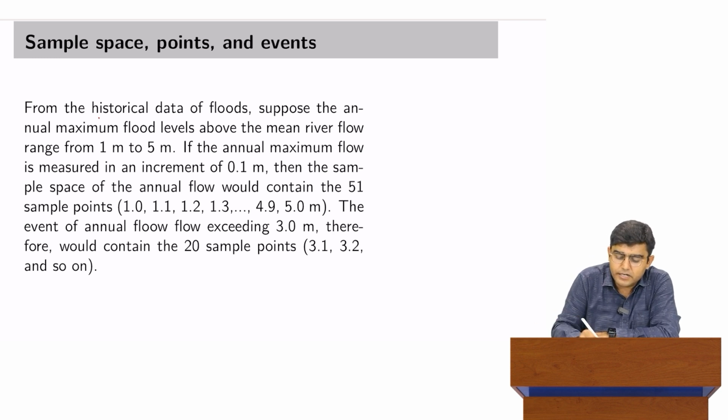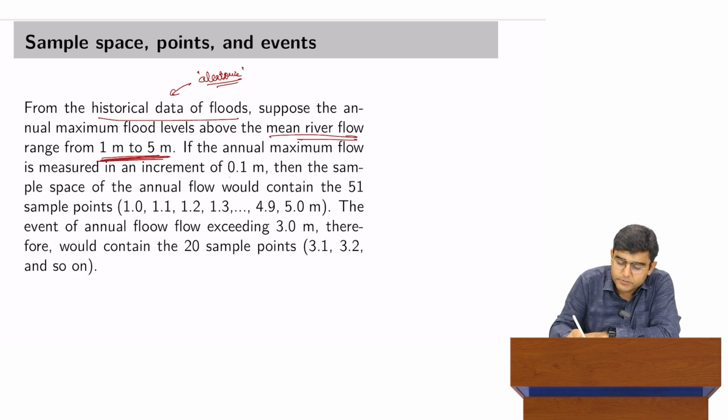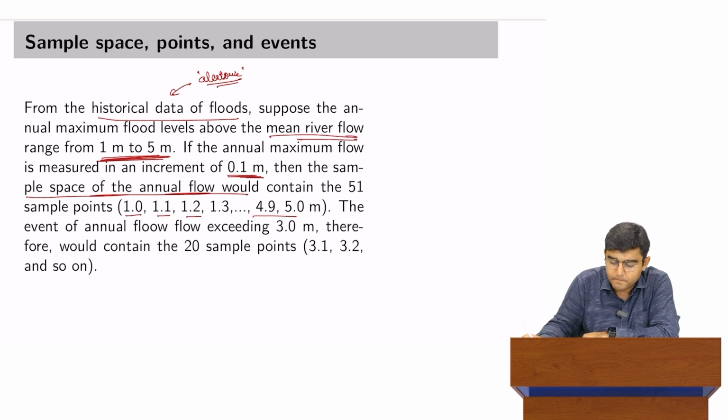That is, consider the historical data of floods. That means we have made some observations and we are essentially going to deal with aleatoric kind of uncertainty here. Suppose that the annual maximum flood level above mean river flow ranges from 1 meter to 5 meters. If the annual maximum flow is measured in increments of 0.1 meter, then the sample space of flow would be 1, 1.1, 1.2, all the way till 5.